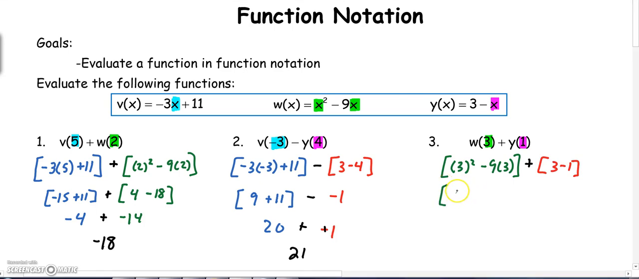So 3 squared is 9 minus 9 times 3, which is 27, gets me negative 18. I'm going to do the same thing with my y equation, after I bring down my plus sign. 3 minus 1 is 2. So I have negative 18 plus 2, which gets me negative 16.